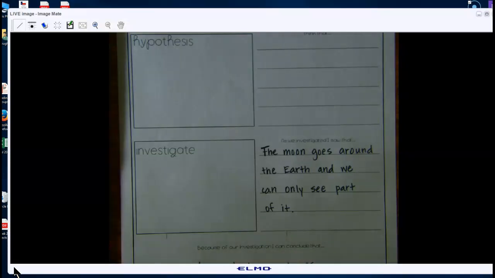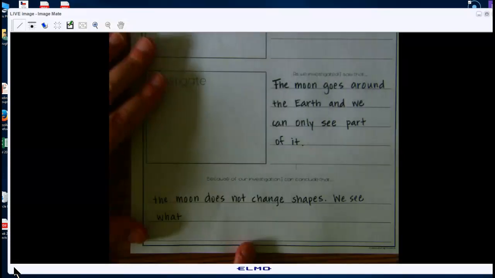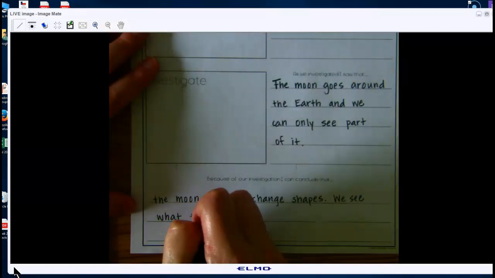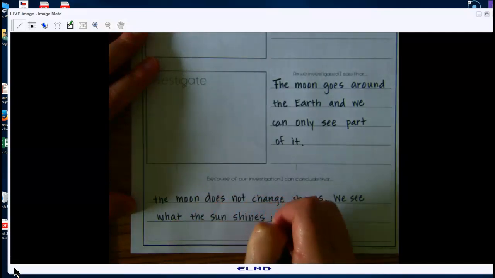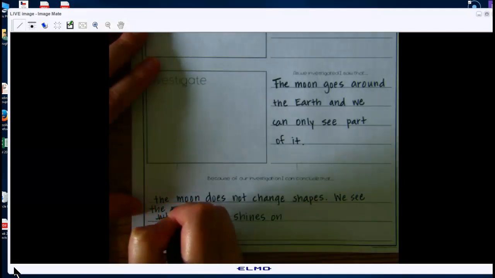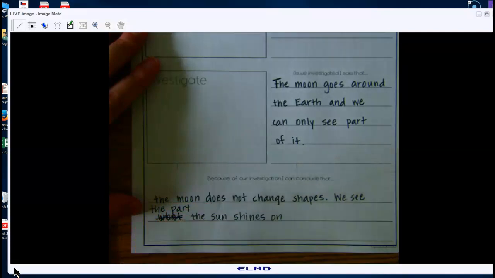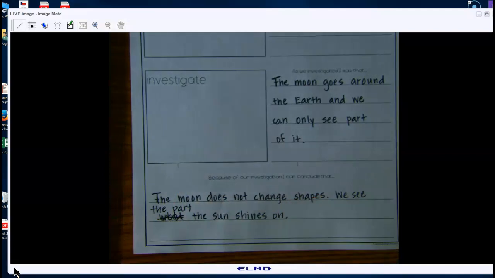And then what is the light that we see? Is it the moon making the light? No. What is it? It's the sun. Yes. We see what the sun shines on. Maybe we ought to say, we see what? We see the part. Maybe we should put that. We see the part the sun shines on. Oh my goodness, I didn't capitalize that sentence either.